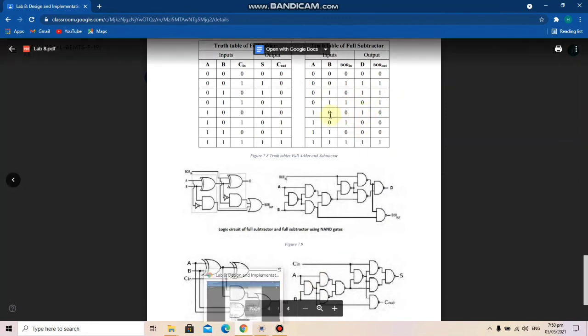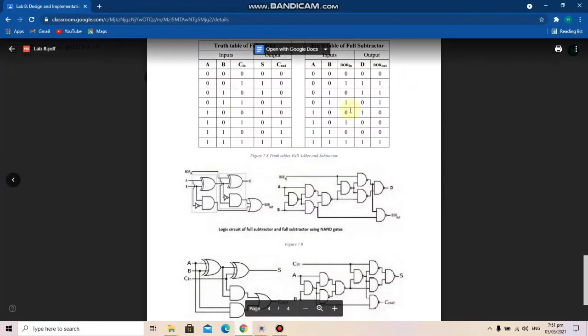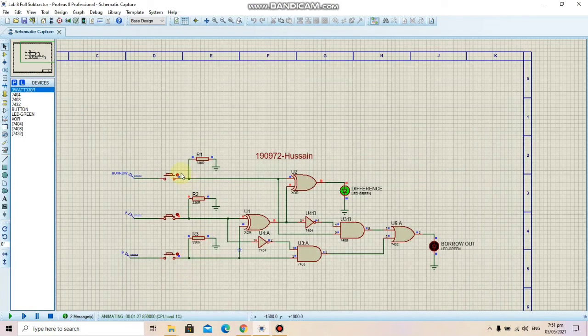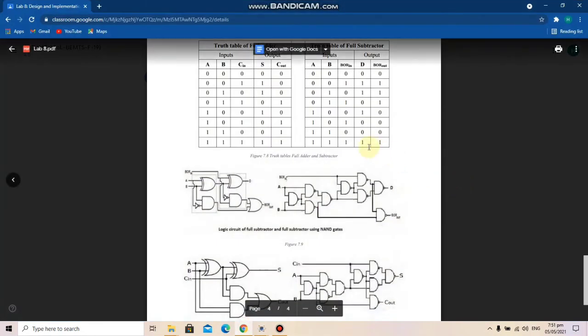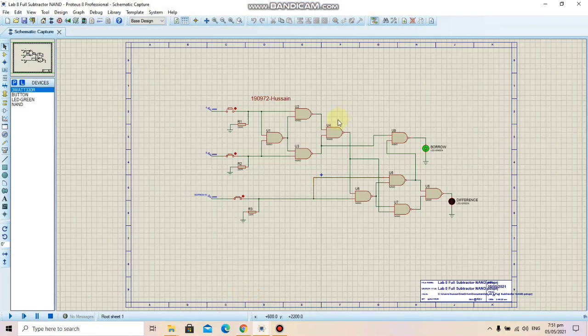And then let's check this condition. A is 1 and B and borrow in are 0, so we can see that the difference is 1 and borrow out is 0. Let's try this condition 1 1 1. All the inputs are high, and we can see that the output is 1 1, which is also here in the truth table. Now let's look at the NAND implementation using only NAND gates.